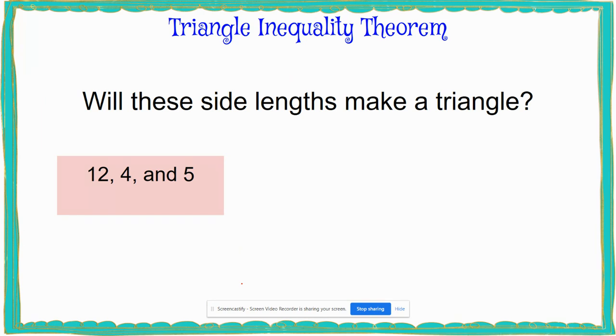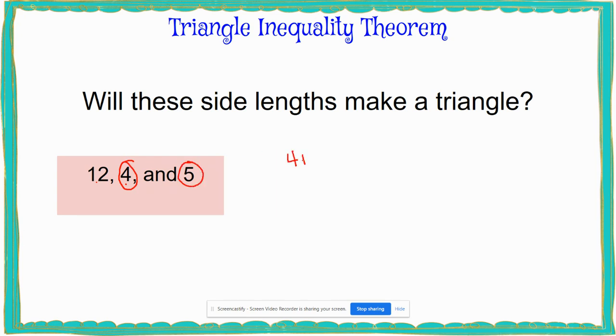So how do we use the triangle inequality theorem? A lot of times we use it just to prove whether or not 2 side lengths will make a triangle or 3 side lengths will make a triangle. So in this case, it asks if I have side lengths that measure 12, 4, and 5, will they make a triangle? Well, again, I want to find my 2 shortest sides. So my 2 shortest sides are 4 and 5.